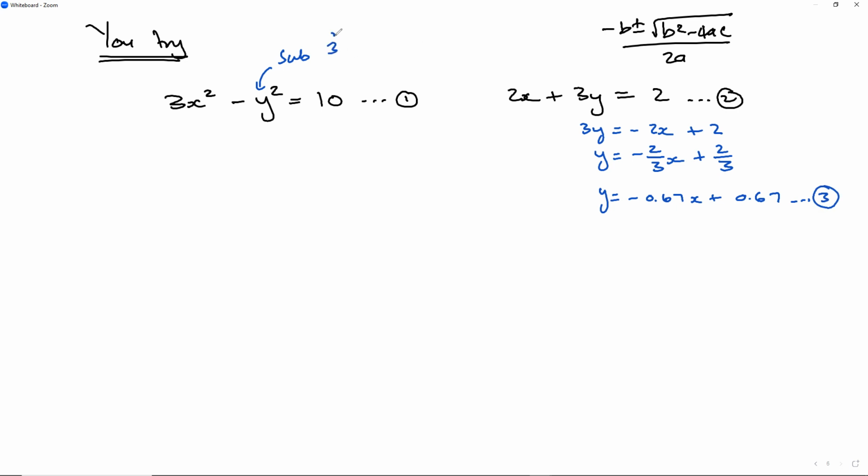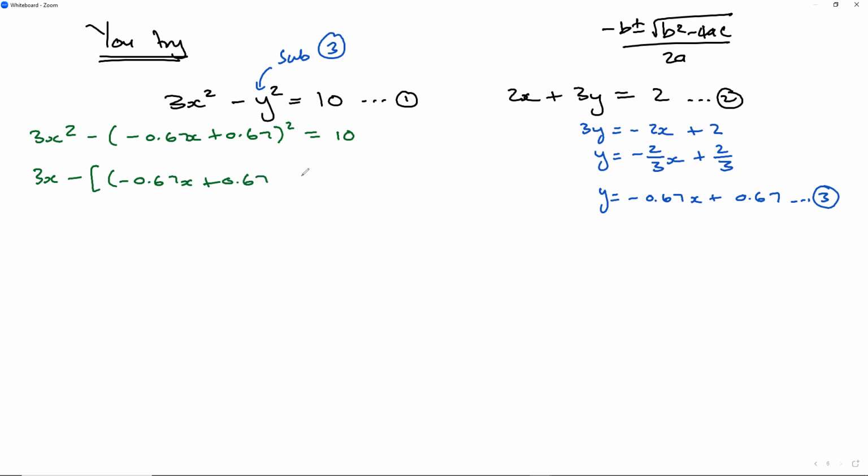And so when I substitute that in here, let's call this equation 3. It's going to end up becoming something that I need to square. So we're going to end up with 3x squared minus negative 0.67x plus 0.67, all squared, equals 10. I can write this bracket twice. If you can square this the quick way, that's also fine, where you skip this line. Or you can do it the long way, because we're dealing with decimals, it maybe is better.